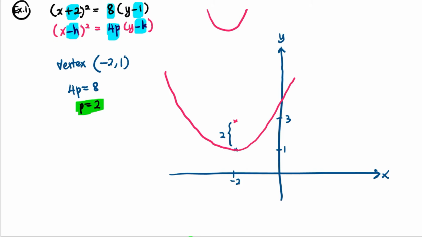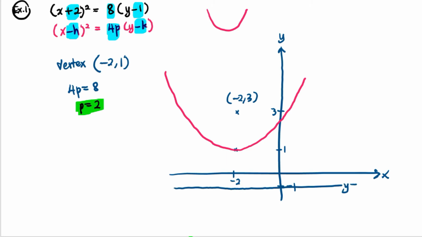Now we have the directrix. So 3 is somewhere around here, I guess. This is 3, for example. And this is the focus, which is given by negative 2, 3, and the directrix should be y equal to negative 1. So this is the directrix, y equal to negative 1. So this is our parabola for this equation.